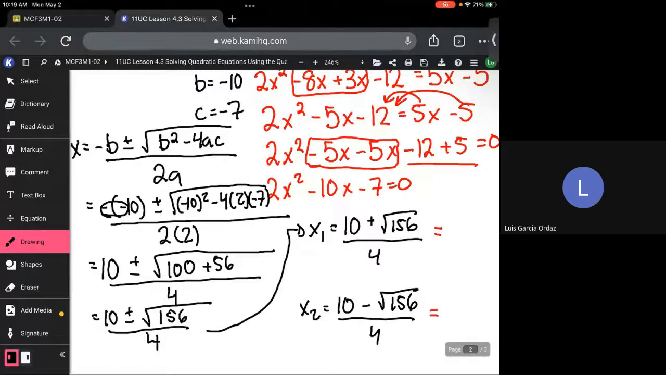First one I got 5.62. Did everyone else get that? Yes. 5.62. And what's my second one? Sarah? I got negative 0.62. Is that good? Negative 0.62. So those are approximately my two x-intercepts at 5.62 and at negative 0.62.